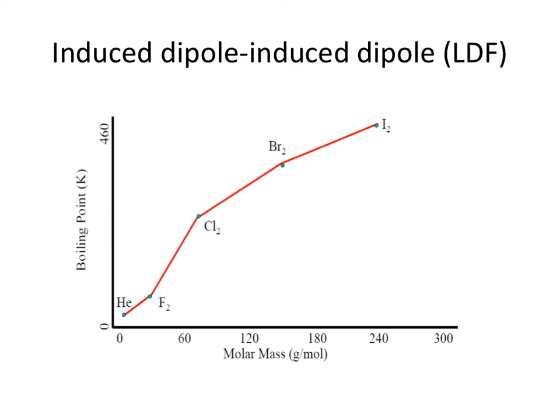London dispersion forces get stronger as the molecules get larger, stronger when there are more electrons.